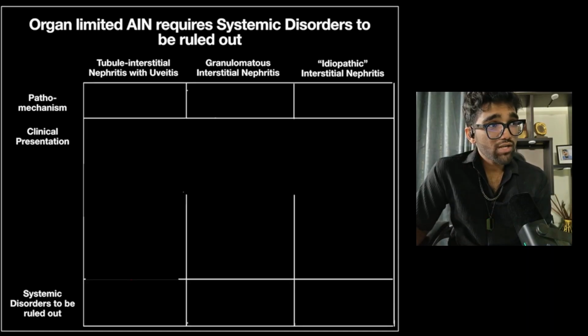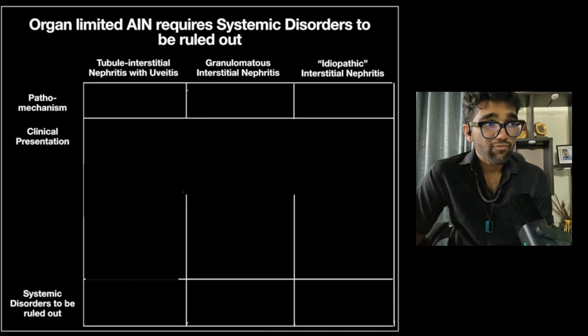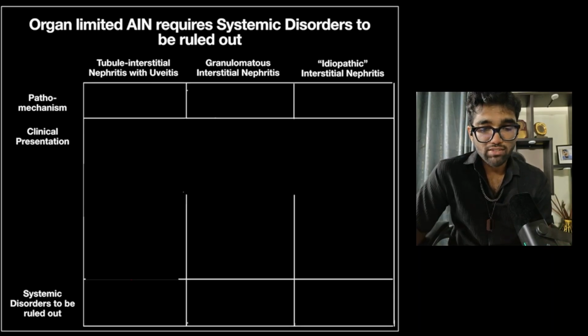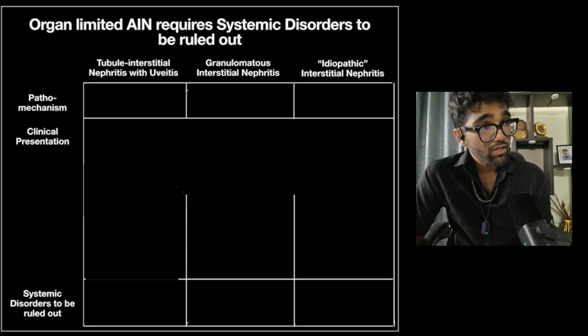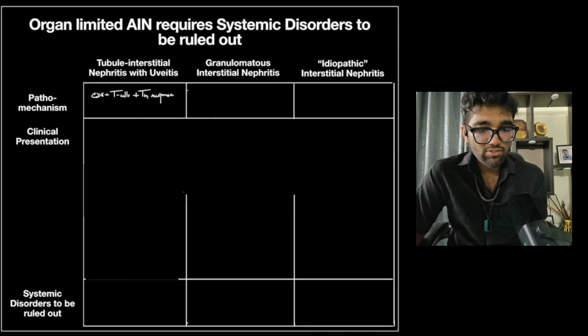With SLE and Sjogren's, essentially they form part of the continuum of the disease, and we'll be discussing them as part of the disease. Similarly, in sarcoidosis, it's primary nephrocalcinosis, so I'm not going to go into that, although sarcoidosis can cause granulomatous interstitial nephritis. Now, pathomechanistically speaking, in case of the organ-limited variants of interstitial nephritis, we have obviously tubular interstitial nephritis with uveitis or TINU. We have granulomatous interstitial nephritis, and we have idiopathic interstitial nephritis.